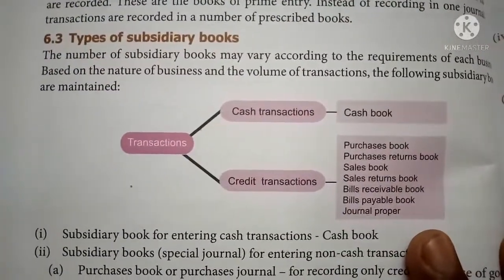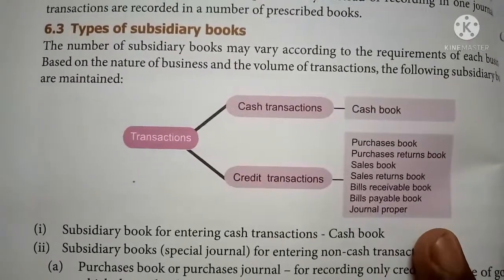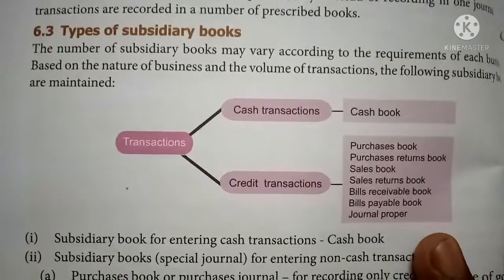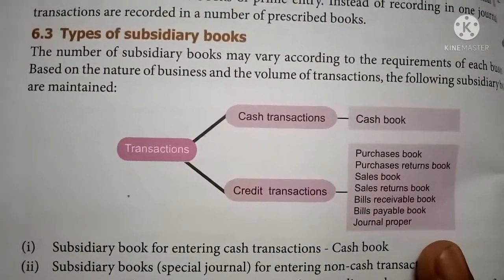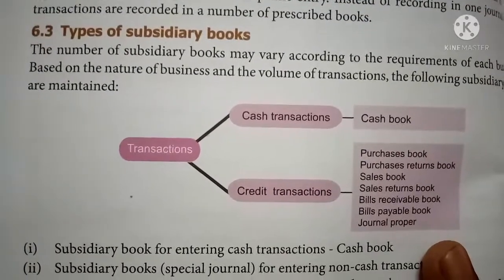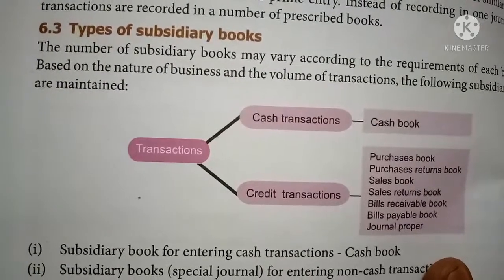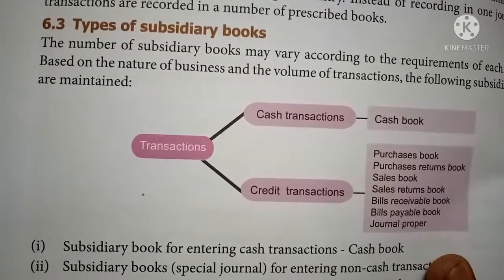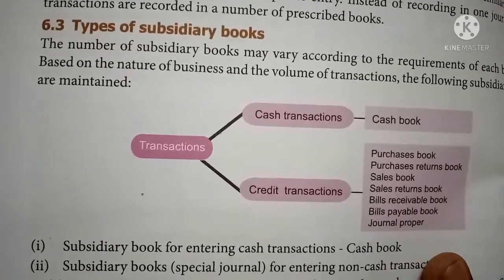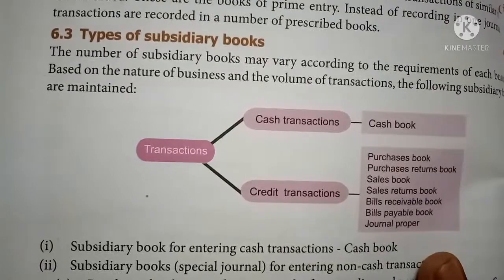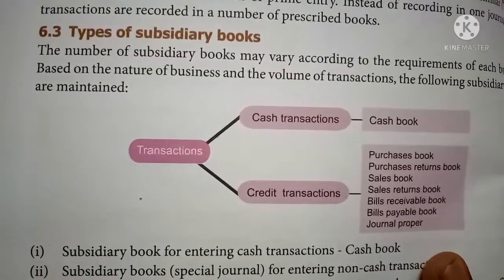Generally transactions are of two types: cash transactions and credit transactions. All cash transactions should be recorded in the cash book. It is one of the subsidiary books. Credit transactions should be recorded in various types of books. That is, all credit purchases of goods are to be recorded in the purchase book, and any credit purchase of goods returned to the supplier should be recorded in the purchase returns book.